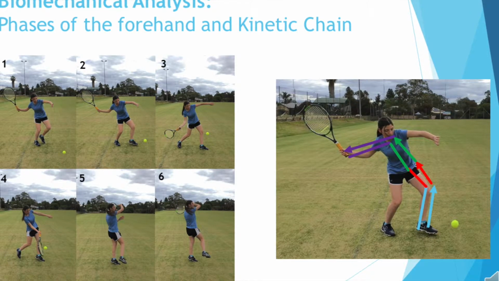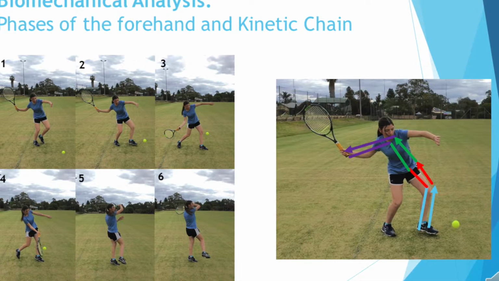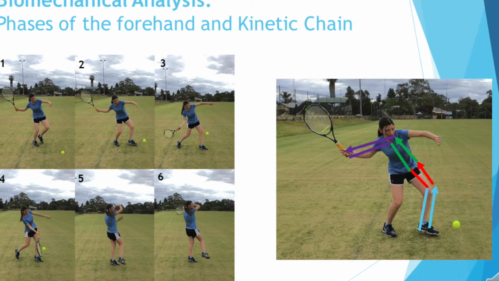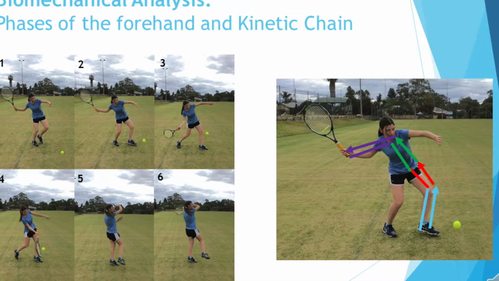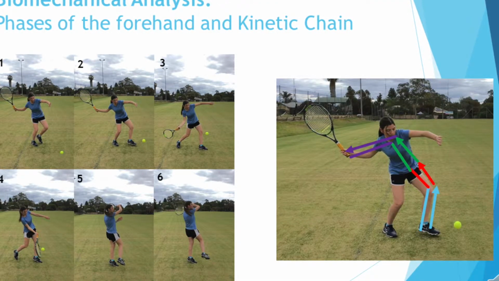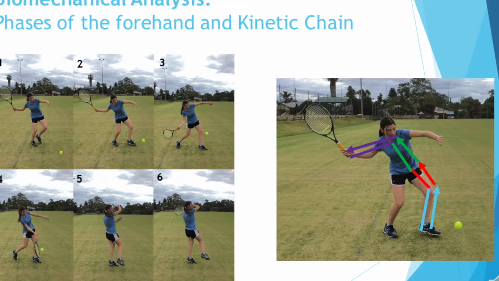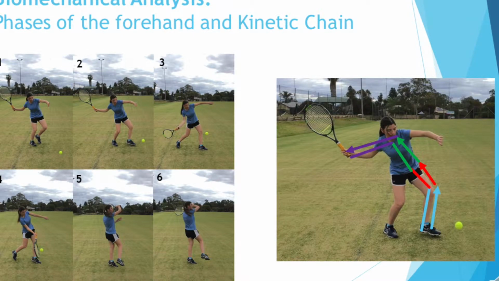The next phase of the kinetic chain involves both the hips and the core, which is when the rotation of the body occurs. This force is transferred up to the upper body, so this includes the shoulders, the upper arm, the forearm and the hand, and these are all used during the swing and follow-through stages.